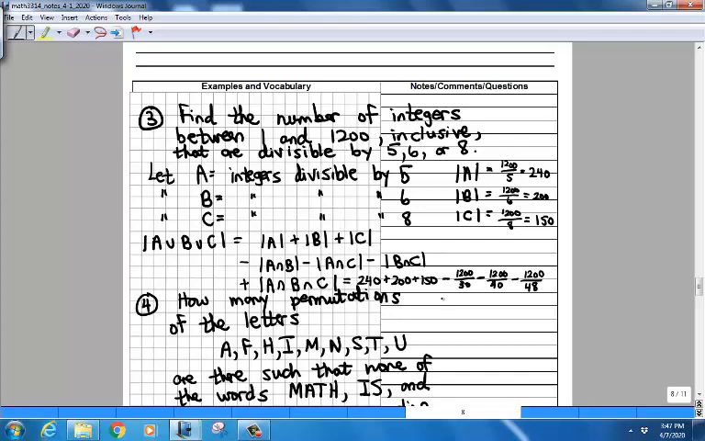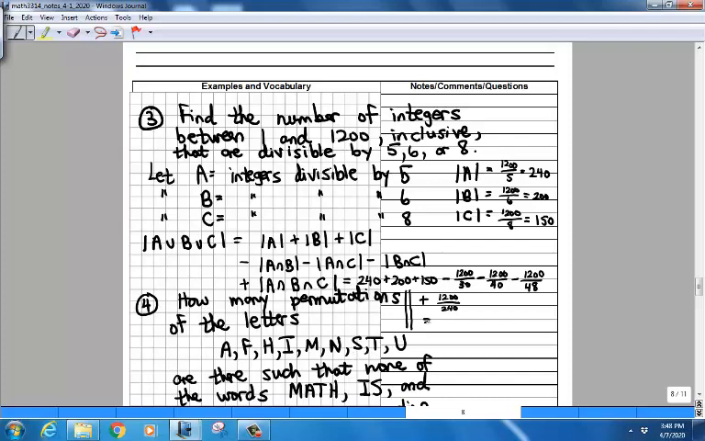And now, what do we add back in? What do we add back in here? Well, we want to add back in the intersection of the three sets, and that would be numbers divisible by 5 and 6 and 8, and I think that's numbers divisible by the product of these, right? Which would be 240, and there would be 1200 over 240 of these.